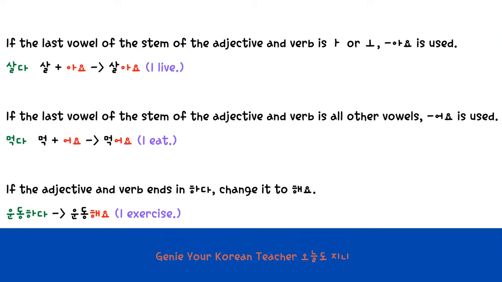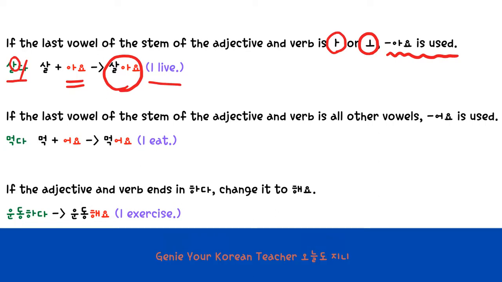So if the last vowel of the stem of the adjective and verb is ㅏ or ㅗ, then 아요 is used. So for example, here we have 살다, to live. And after you take out 다, the last vowel ends with ㅏ. That's why you have to put 아요. So it will be 살아요.